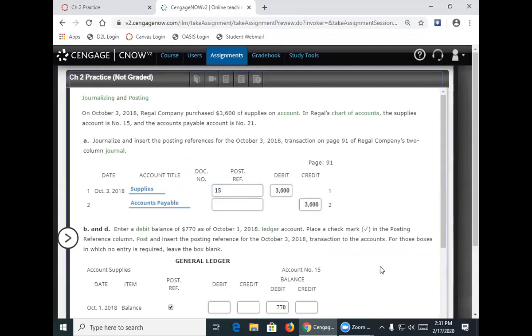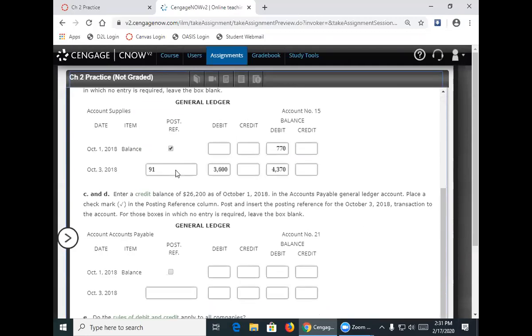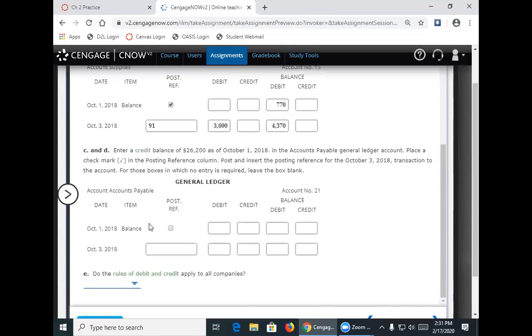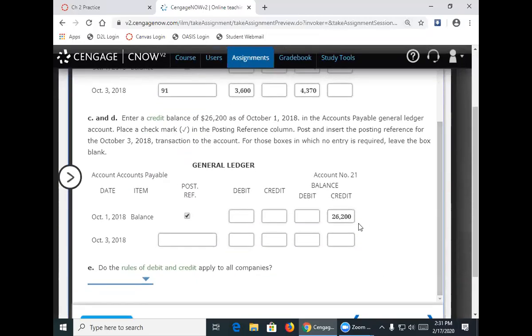And then I'd want to do the same for accounts payable. So I'm going to scroll down. 21. On accounts payable, it says we have a beginning balance of 26,200. Oops, sorry, I'm putting that in the wrong place already. That's a credit, 26,200. It's on the right-hand side. So October 1 balance, 26,200. And then on the 3rd, we credited it 3,600.